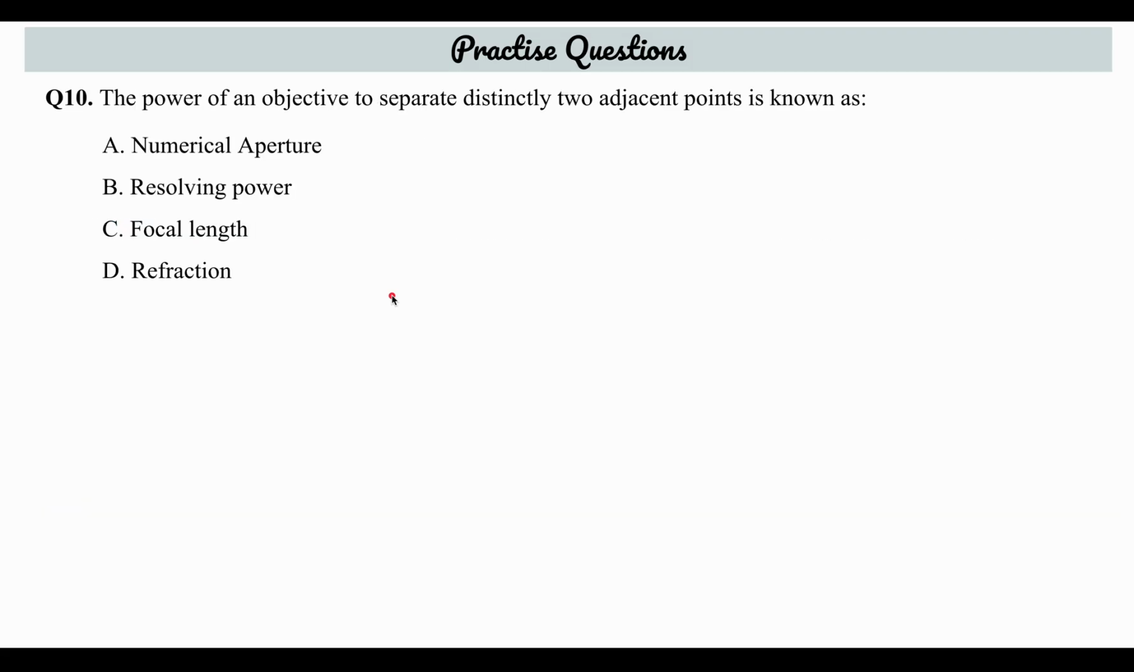This brings us to the last question of today's session. The power of an objective to separate distinctly two adjacent points is known as: option A, numerical aperture; option B, resolving power; option C, focal length; and option D, refraction. This is the easiest question among all the MCQs we have discussed so far. I'll give you some seconds and then we'll discuss the answer.